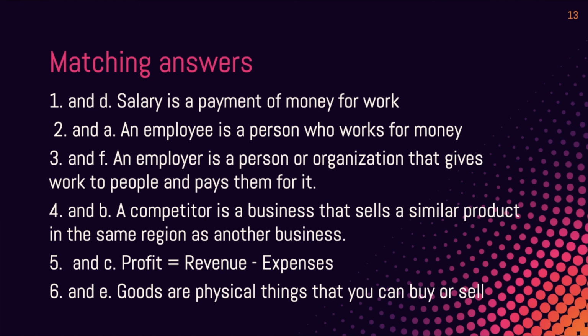4 and B go together because a competitor is a business that sells a similar product in the same region as another business. 5 and C go together because profit equals revenue minus expenses. And 6 and E go together because goods are physical things that you can buy or sell.